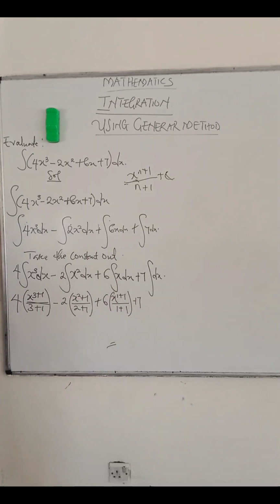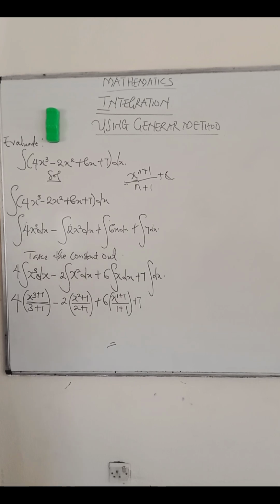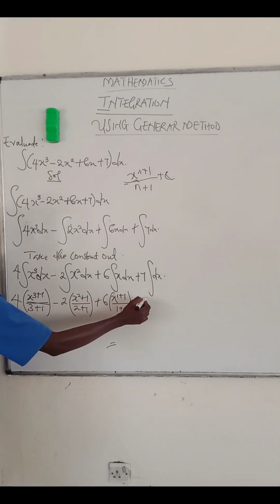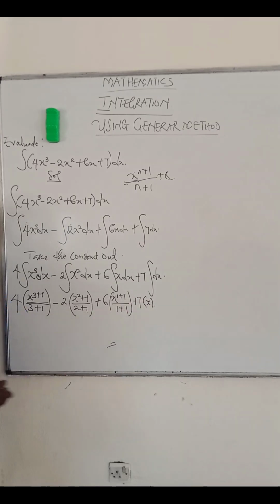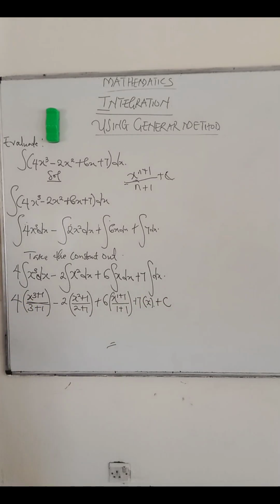Now, when I integrate the y, you have y. So if you integrate the s, you are going to have s. Please take note of that. If you integrate y, you get y. If you integrate s, you get s. So that is going to be 7 into bracket s, plus c, which is the constant.